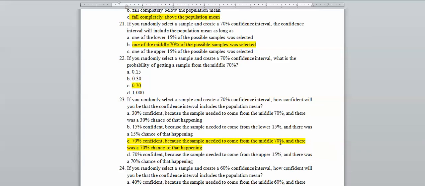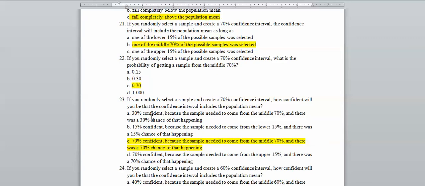which means, if I make it into the middle 70%, that's a success. And I know that I have a 70% chance of having that success, which means that I'm 70% confident that I did have that success that I'm talking about. So a 70% confidence interval right up here means that you're 70% confident. If you create a 70% confidence interval, you're always 70% confident.